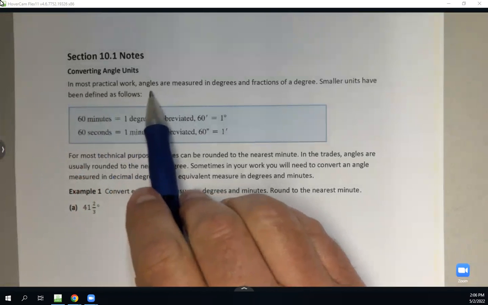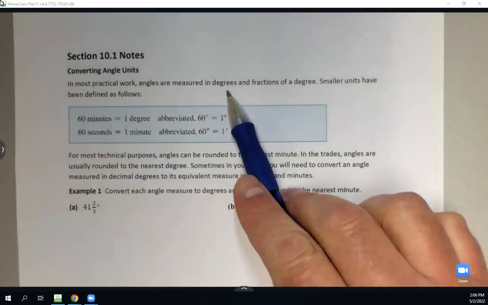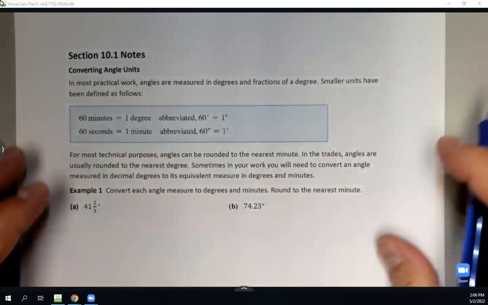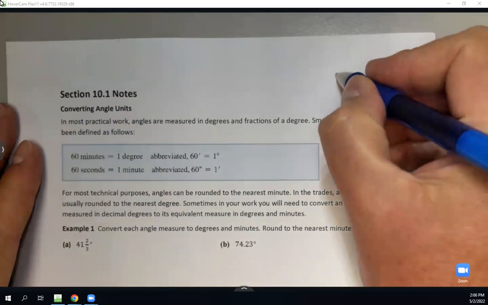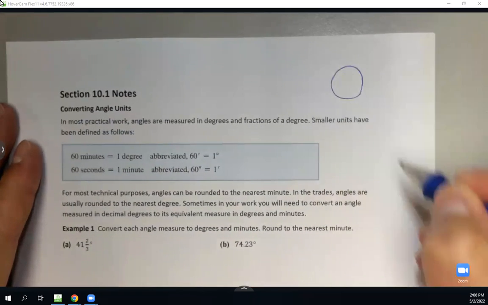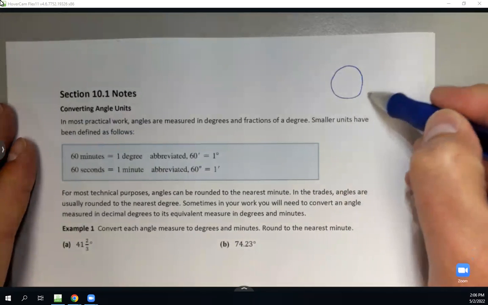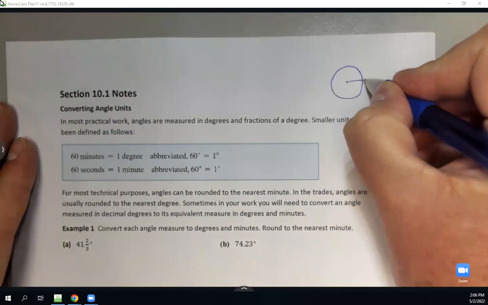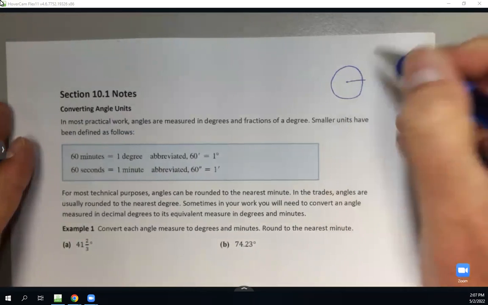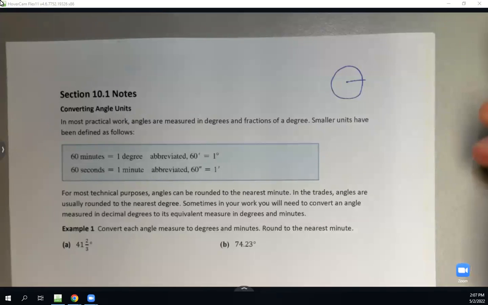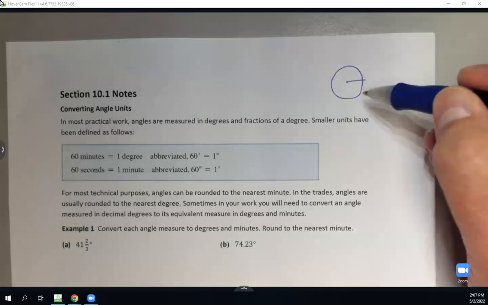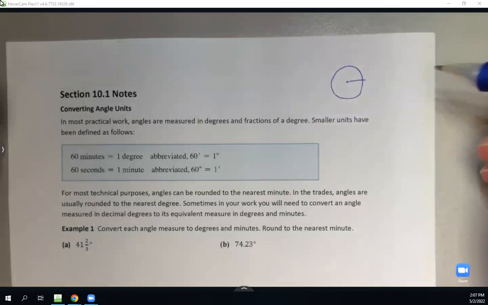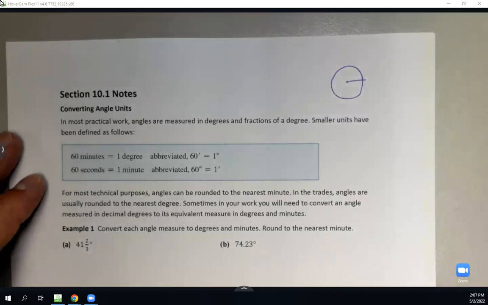In most practical work, angles are measured in degrees and fractions of a degree. Smaller units have been defined as follows. Essentially, if you think about a full revolution, like a full circle, starting here with this line and doing a full revolution, that's 360 degrees, okay? So 1 degree is 1/360th of a full revolution. That's sort of the definition of a degree.